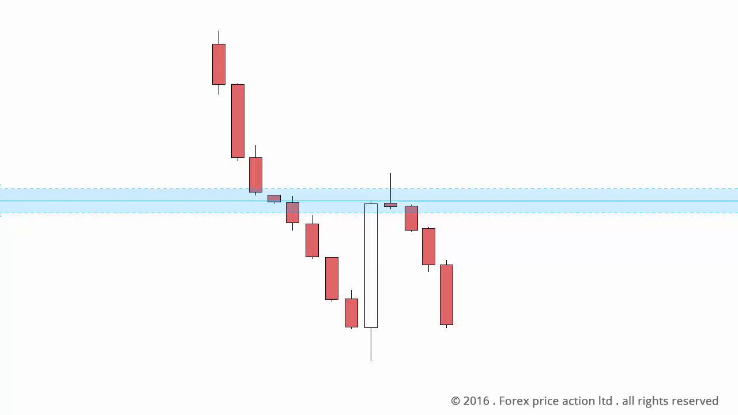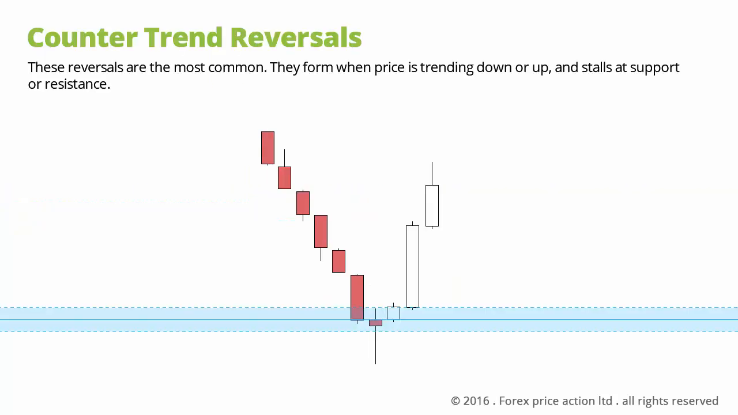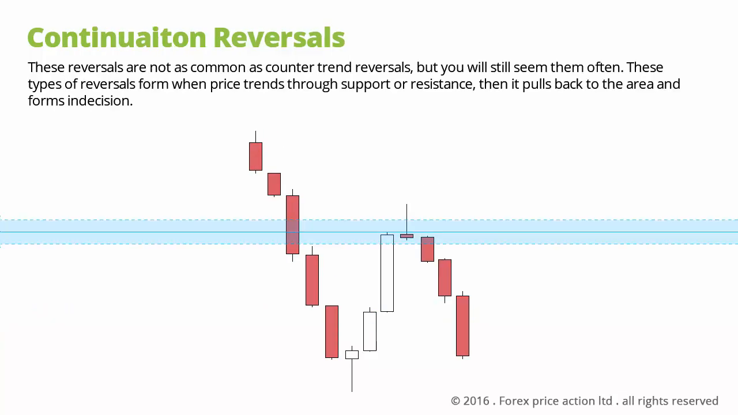Let's quickly review them. Number 1 is the counter trend reversal. These reversals are the most common. They form when price is trending down or up and stalls at support or resistance. These setups will look like this. 2 is a continuation reversal. These reversals are not as common as counter trend reversals, but you will still see them pretty often. These types of reversals form when price trends through a support and resistance area, then it pulls back down or up to that area and forms indecision.